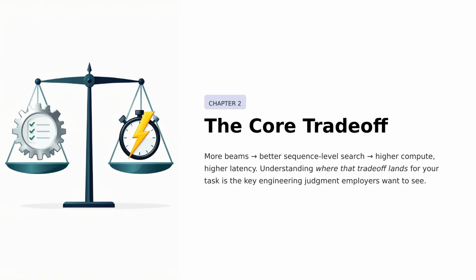Chapter 2 is about the core trade-off in beam search. As you increase the number of beams, you usually get better sequence-level search because the model keeps more candidate paths alive. But that improvement comes at a cost: more computation and higher latency. So the real engineering question is where to set that balance for your task. Knowing how to make that judgment is exactly what employers want to see.